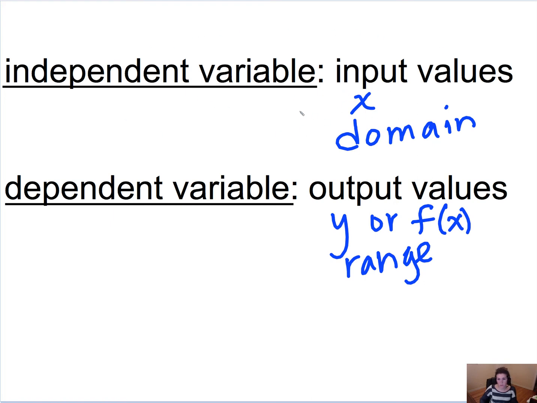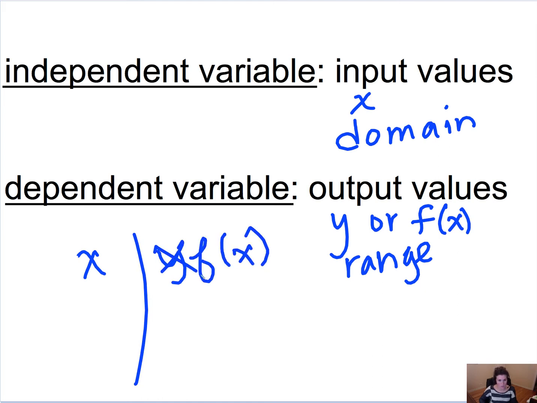The input values, the x value, the domain, the independent, those all represent that first column in your xy chart or your f of x chart. X is your independent, your input, your domain, while f of x is your dependent, your output, or your range. They all mean the same thing. So let's talk about why it's called the independent and the dependent variable.